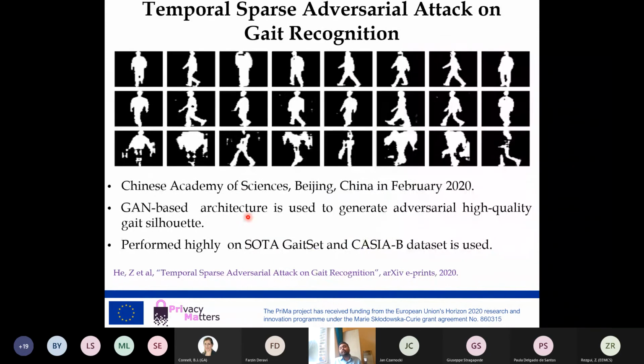Then we can see that this method is the same kind of thing, but using slightly different methodologies. It was developed by the Chinese Academy of Sciences, and recently they have also used a GAN-based approach to generate adversarial high quality gait shields to protect a person from gait recognition. This also performed well on the state of the art gait recognition system GaitSet. This is a very popular recognition method, and they tested it on the CASIA dataset. This is also popular, and it performed well on this dataset.